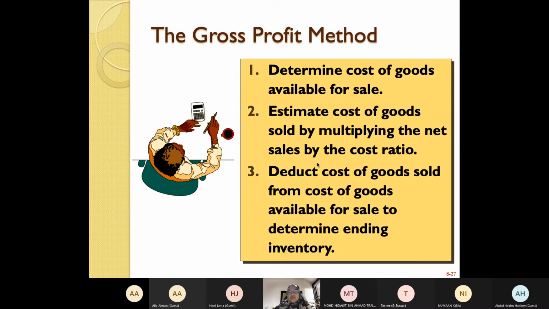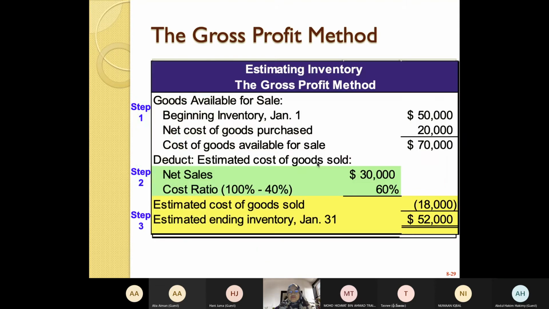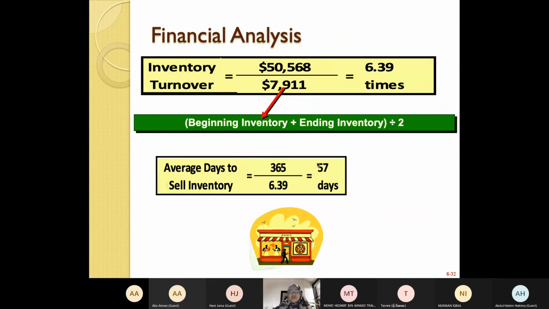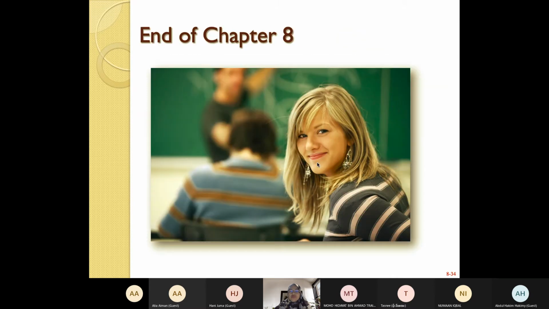Don't worry about this, gross profit. This one is too detailed. I do not want you to go into this. It will make you more confused.